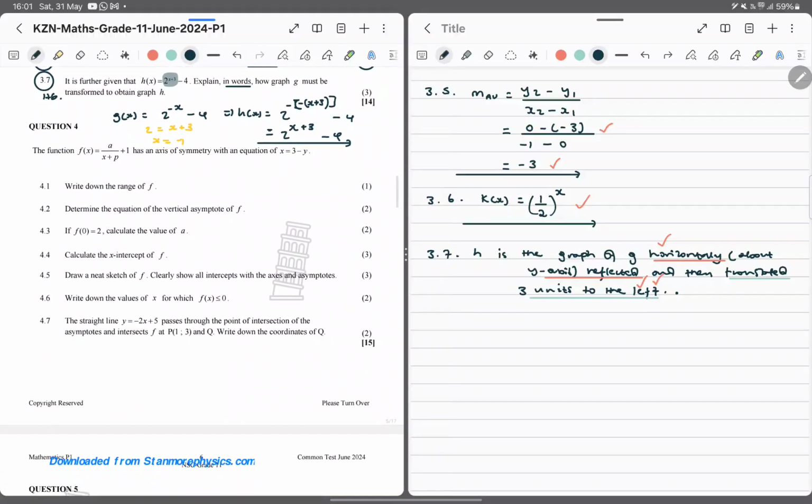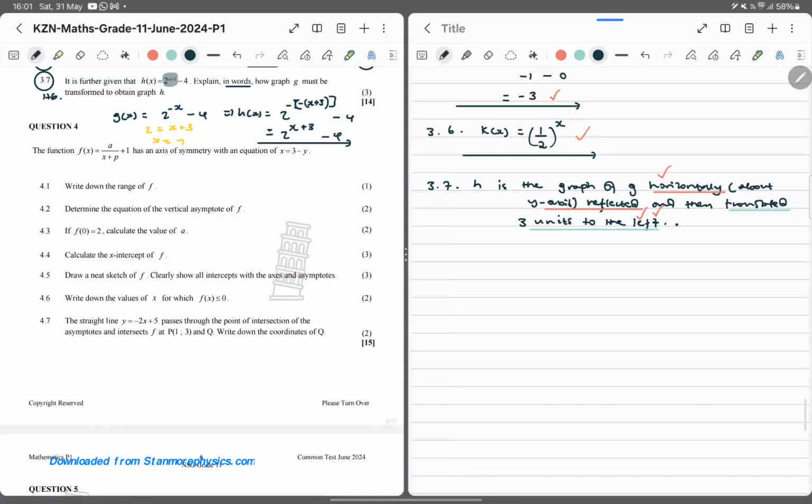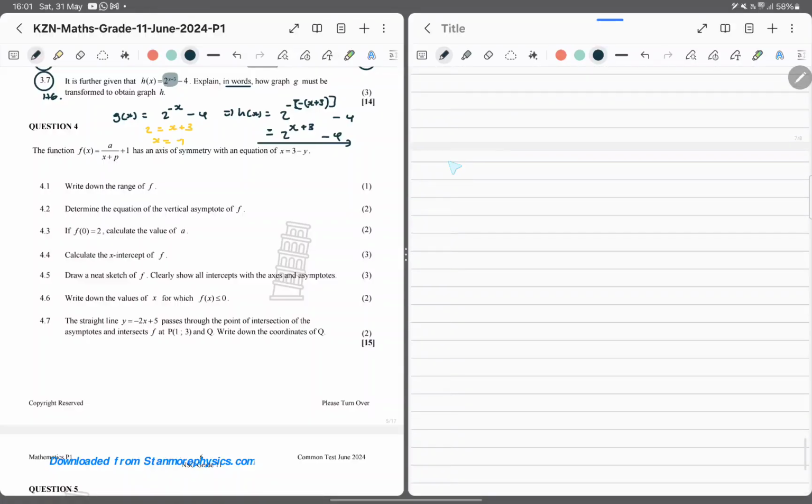Next one. Hyperbola. Okay, how many marks was this? 14 marks. Okay, guys. So you can see that there's always a question in each question that is a bit naughty. But naughty as it is, we know what to do. We just have to be ready.